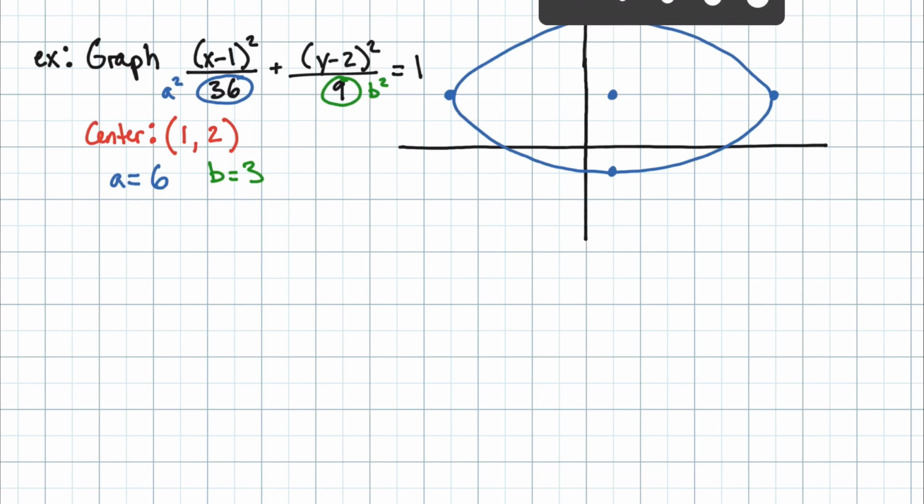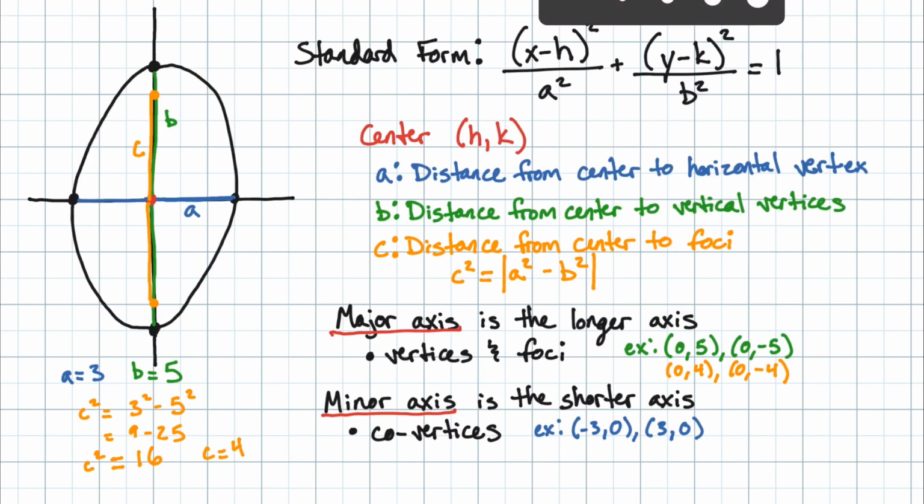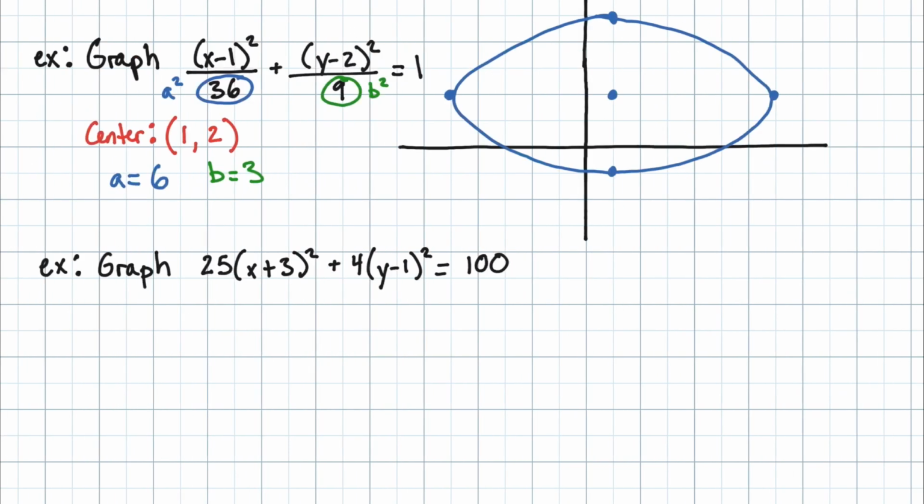Okay, let's give you another example here. Let's say I want you to graph 25 times (x plus 3) quantity squared plus 4 times (y minus 1) quantity squared equals 100. Well, I'm hoping you notice that this one is quite a bit different. Something you should know about standard form is that it always equals 1. Always, always, always. So that means if it doesn't equal 1, you have to manipulate it so that you get 2 fractions and that it equals 1.